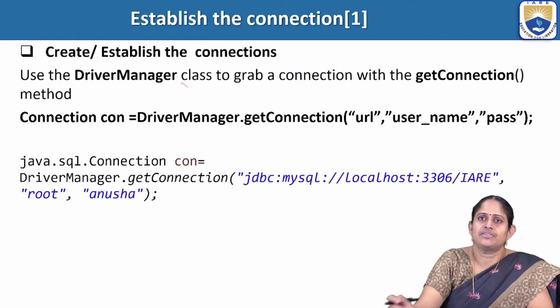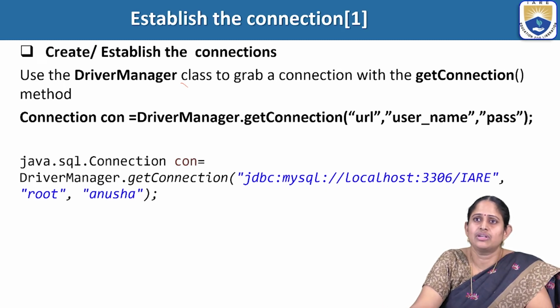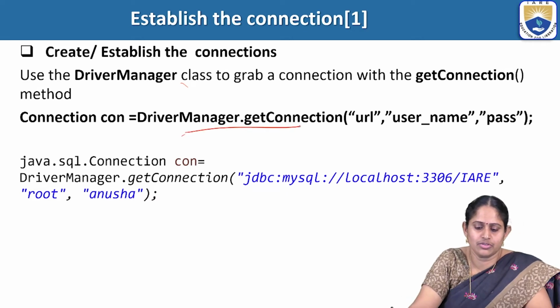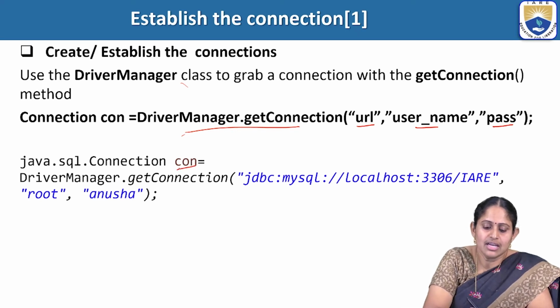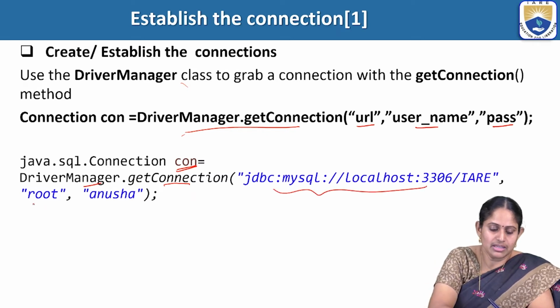Once we define the JDBC driver, then we have to establish the connection. For that, we make use of the DriverManager class to get a connection using the getConnection method. This is the basic syntax of the getConnection method. We specify the URL in which the database exists, the username, and the password. In my case, I'm creating a connection object using the getConnection method of the DriverManager class, and this is my location, my URL, my username and password.